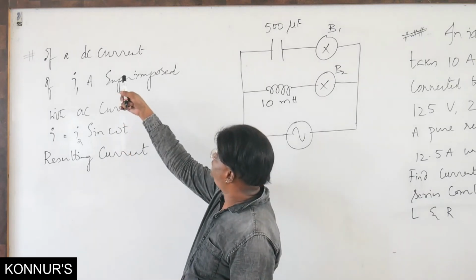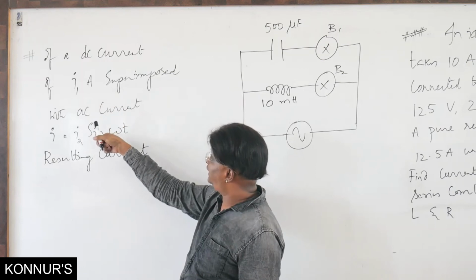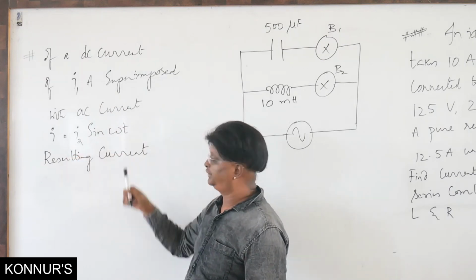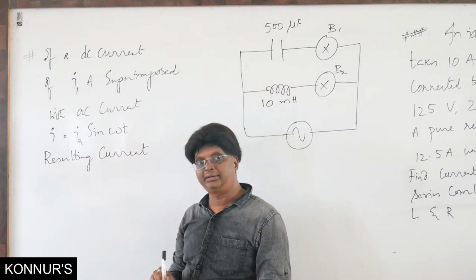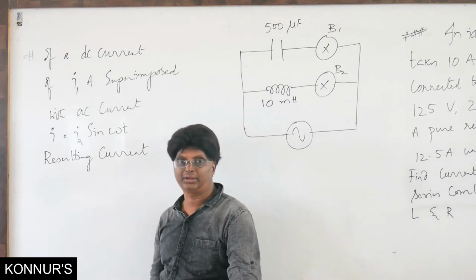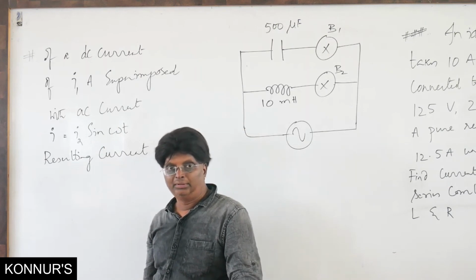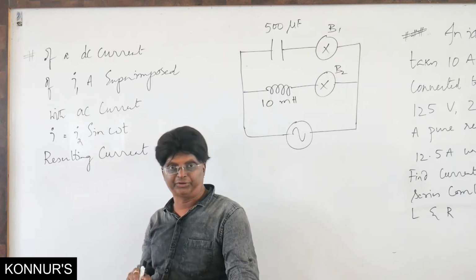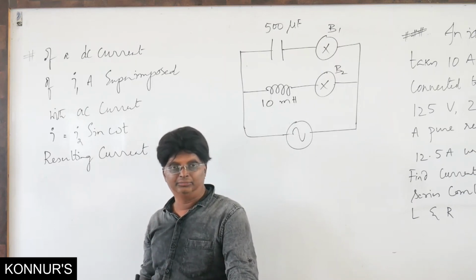This time a DC current I1 amperes is superimposed with AC current I given by I2 sine omega t. It is a case of superimposition of AC and DC in a circuit. Find the resulting current or the effective current. Now, since it is the case of AC and we are talking about the effective, the question comes whether it is average value or RMS value.